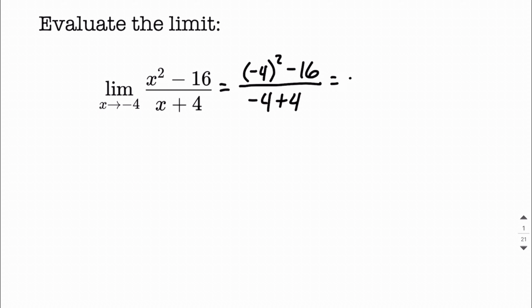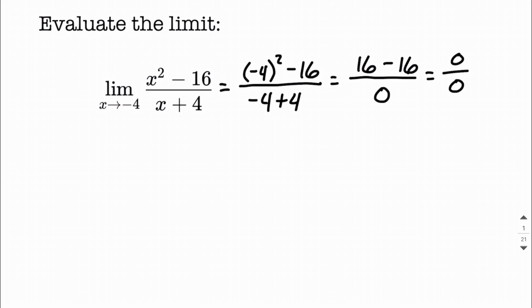As we reduce down, we have -4 squared, or -4 times -4, which makes a positive 16, minus 16 in our numerator, and -4 plus 4 makes 0 in our denominator. Further simplifying, we end up with 0 over 0. This actually tells us something about this problem. It tells us keep going.